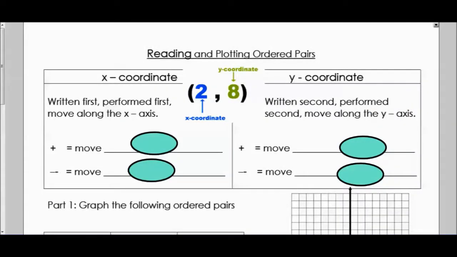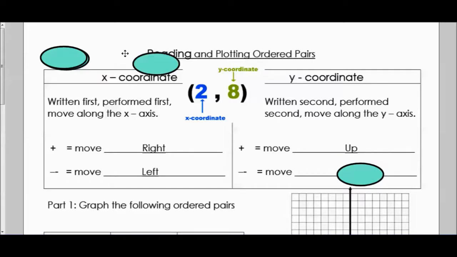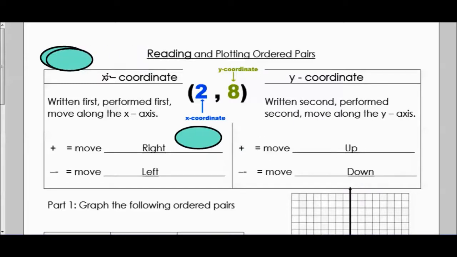Alright, so when we're reading and plotting ordered pairs, we're looking at an x coordinate and a y coordinate. The x always comes first, and it's performed first, so we move left and right first, and then we'll move up and down with the second coordinate. The x coordinate tells us to move left and right. Positives mean we move to the right. Negatives mean we move to the left. Y coordinates mean we move up and down. Positive is up, negative is down.